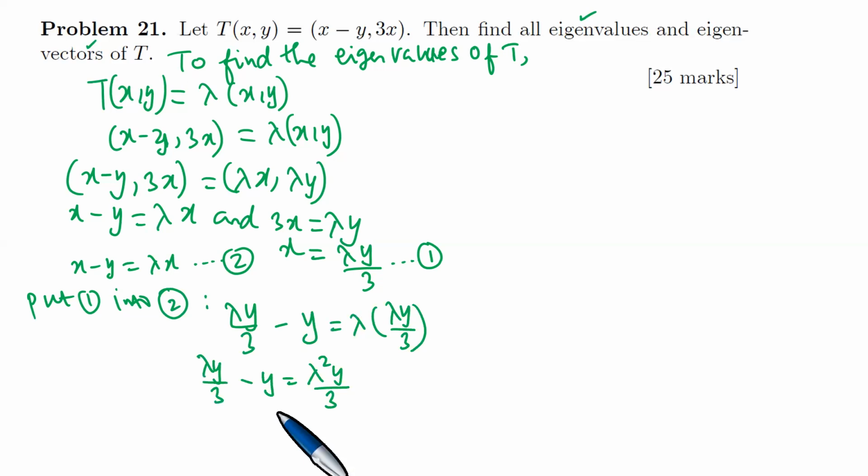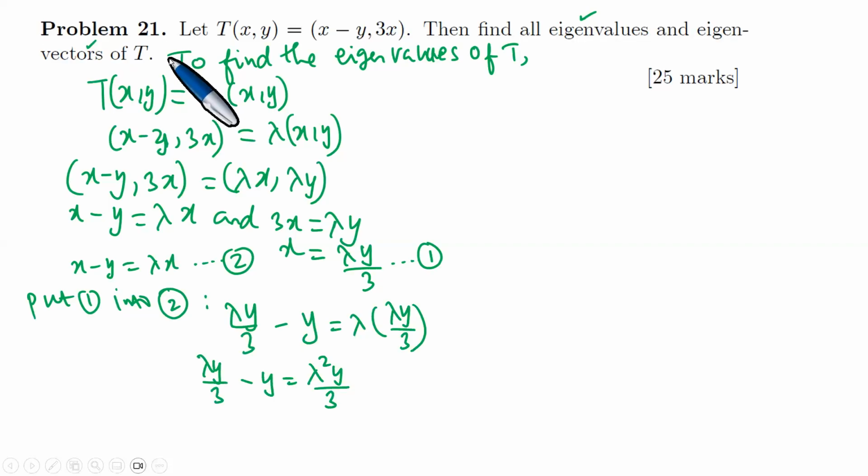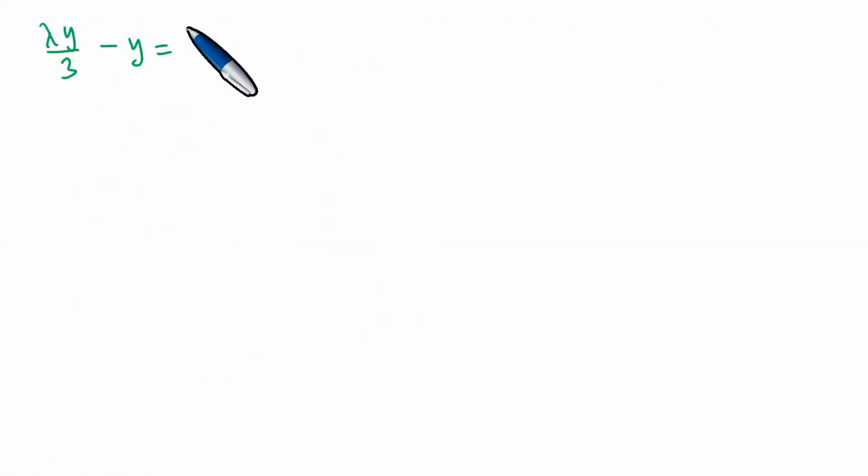I've made a lot of space available within the question. So you have lambda y out of 3. So you can write here lambda y out of 3 minus y equal to lambda squared y out of 3.